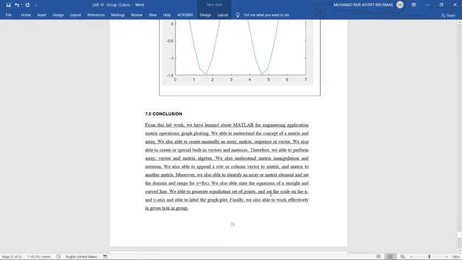So the conclusion from this lab is that we are able to learn about MATLAB, that it can be used in engineering applications such as matrix operations, arrays, vector sequences, and it can also plot graphs. It can set the points and the scale of the x-axis and y-axis and label the graph and plot. And finally, we are also able to work efficiently in given tasks in a group.